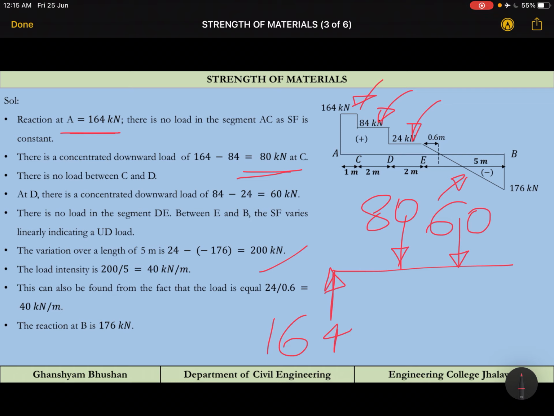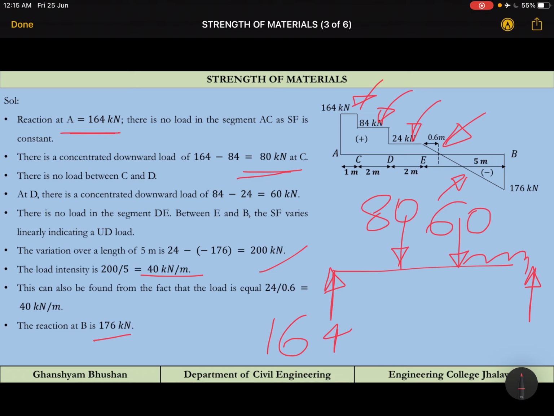So the change is of 200 kilonewton from 24 to minus 176. First we will come to 0, then 176. So that means the total change is 200 kilonewton over a length of 5 meters. So this is 40 kilonewton per meter. And here also you can see 24 by 0.6 is 40. So this is the same. And this is the UDL, and here 176 kilonewton is the upward force.